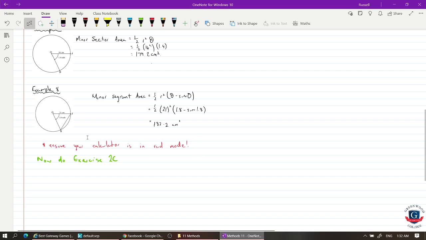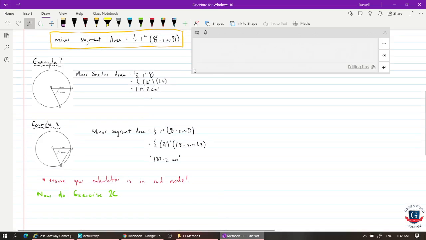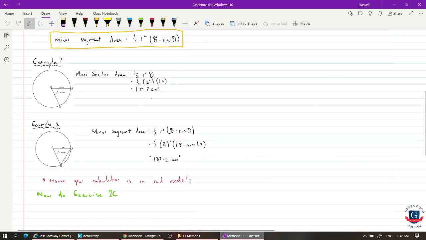Now make sure that your calculator is in radians mode, or it will not work. And preferably when you're finished, make sure that you put it back into the mode you use most. If you're working in degrees, leave it in degrees mode. If you're working most in radians, leave it in radians mode.